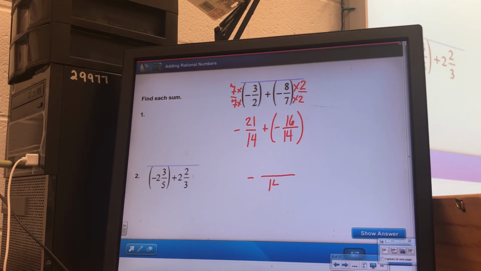And we're going to, of course, keep our denominator, and we're going to just add our numerators, giving us a negative 37 over 14. Are we done? No. We don't like to have improper fractions as our answers. How many times can 14 go into 37? Okay, twice. In this case, a negative 2 times because it's a negative 37/14. 14 times 2 is 28. And 37 minus 28 is 9.